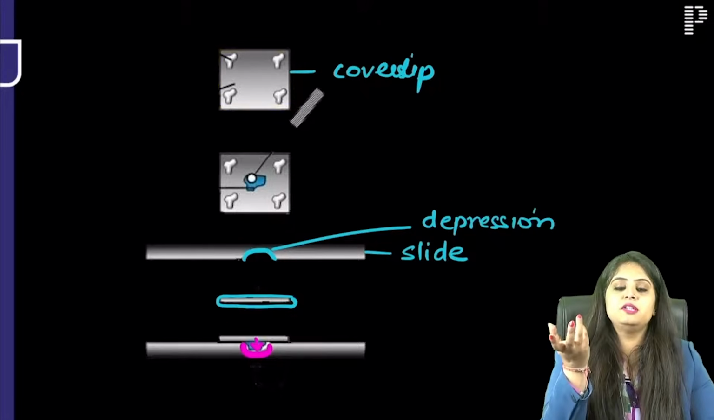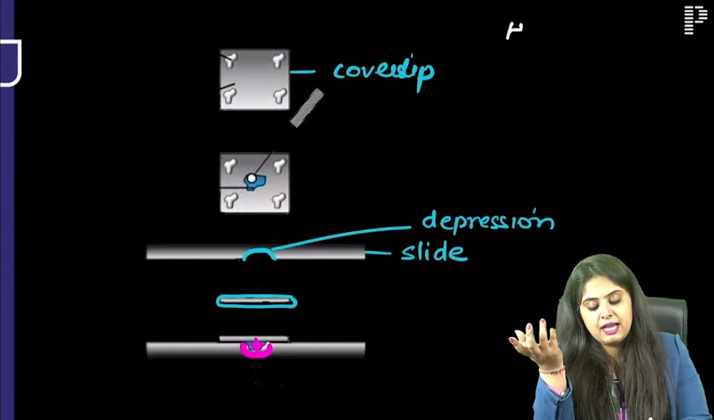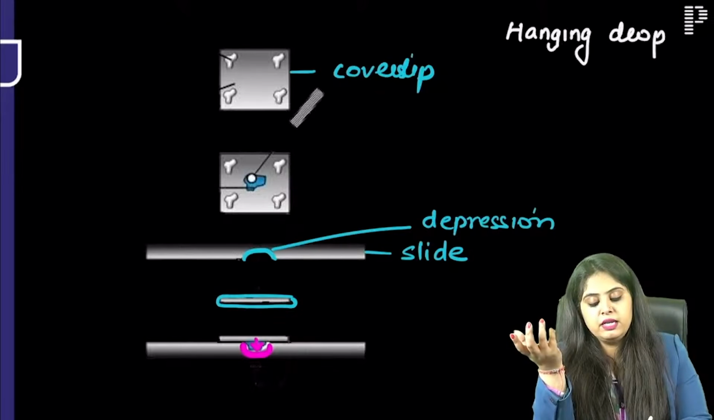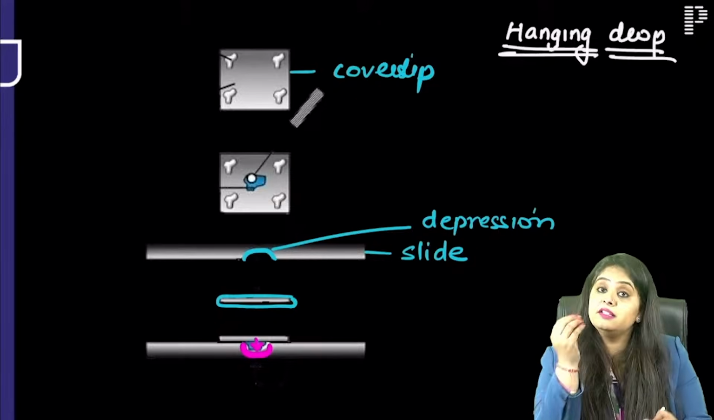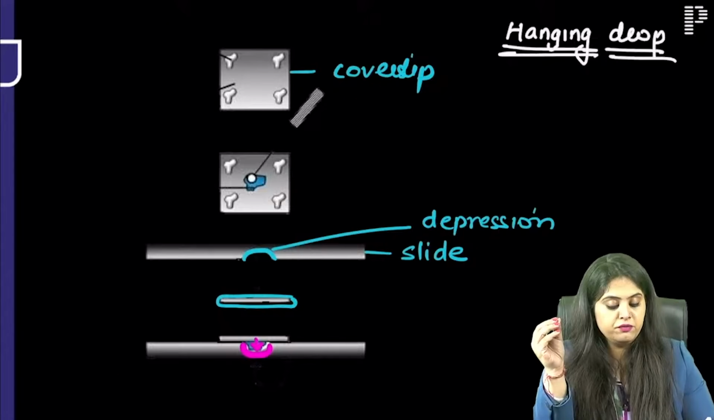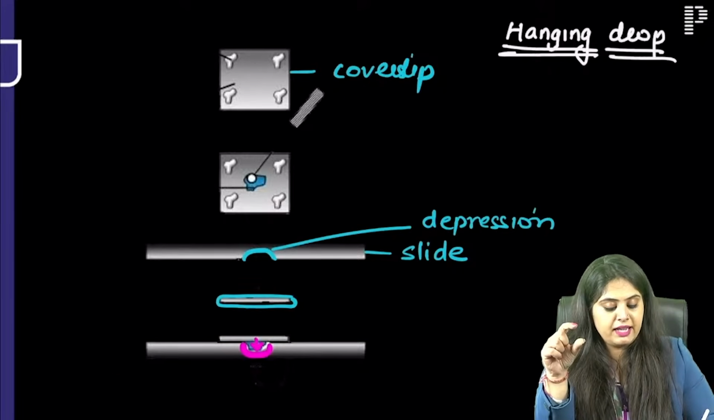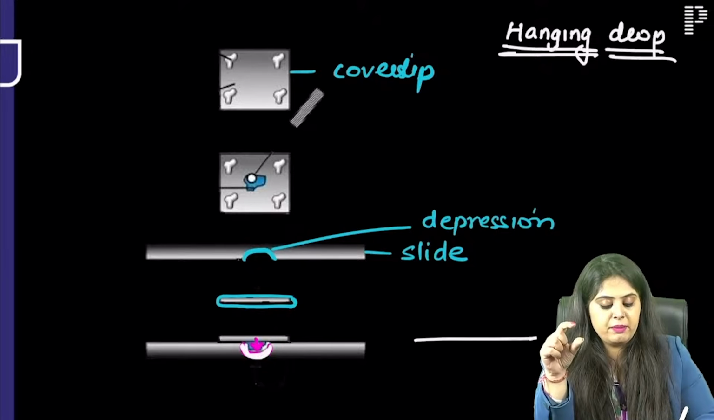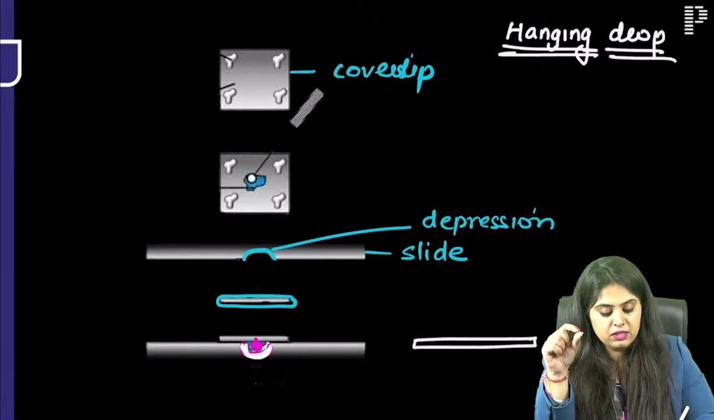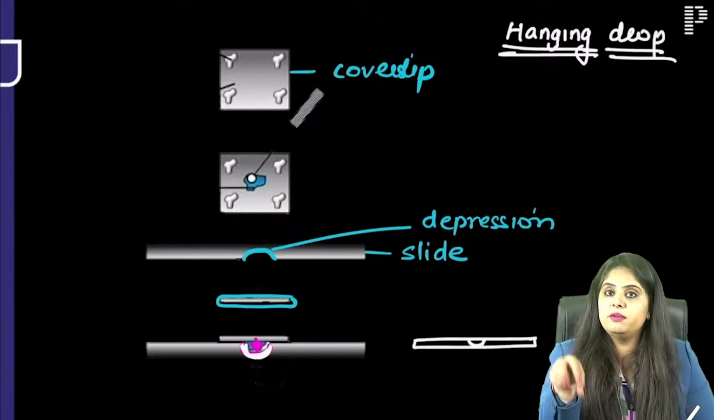And what do you understand from the name, ma'am? From the name I can see that there is hanging drop. I have to create a drop that will be hanging. Exactly, that's what you do. What you do first, this is a special slide that you will get in your lab, and this slide will have a central depression. It will not be a usual glass slide. There will be a depression in its center.